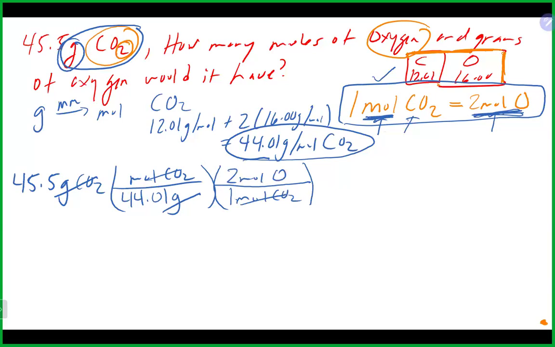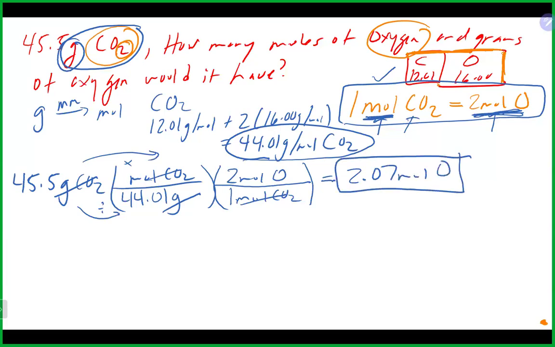At this point, if I stop my calculation, I'm in moles of O by itself. And that actually is an answer I'm looking for. One of the answers I'm looking for is how many moles of oxygen there are. So I'm actually going to calculate it here. That's going to be 45.5 times 2, multiplying everything on top, dividing by what's on the bottom, which is 44.01. And that's going to give me one of the answers I'm looking for, 2.07 moles of oxygen.